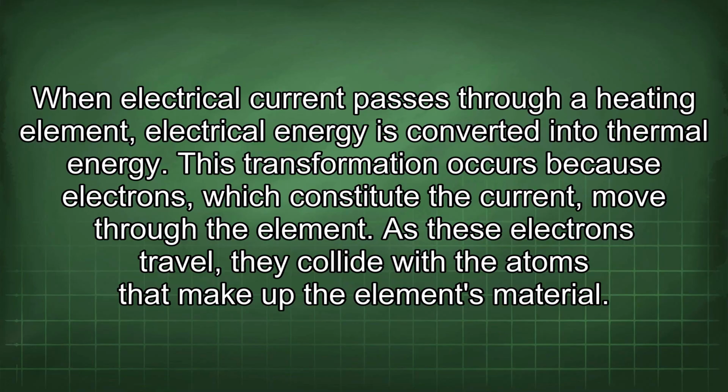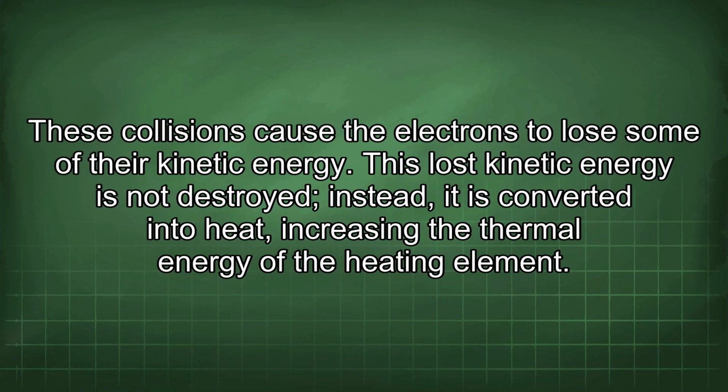When electrical current passes through a heating element, electrical energy is converted into thermal energy. This transformation occurs because electrons, which constitute the current, move through the element. As these electrons travel, they collide with the atoms that make up the element's material. These collisions cause the electrons to lose some of their kinetic energy. This lost kinetic energy is not destroyed. Instead, it is converted into heat, increasing the thermal energy of the heating element.